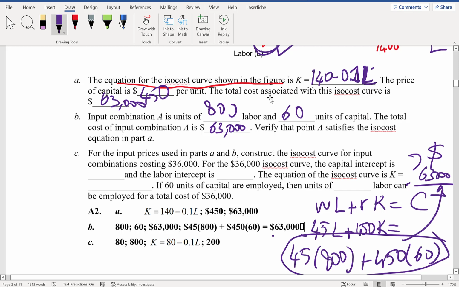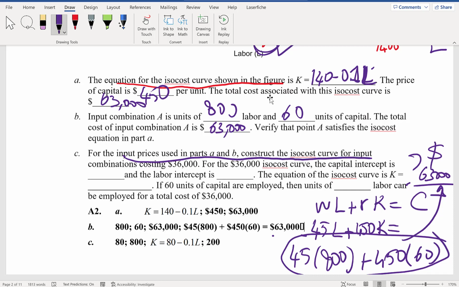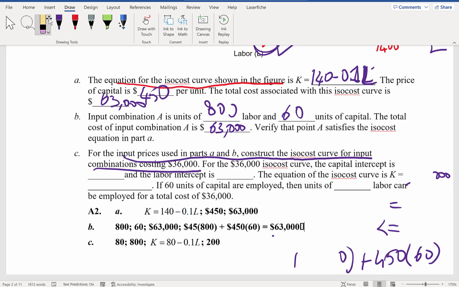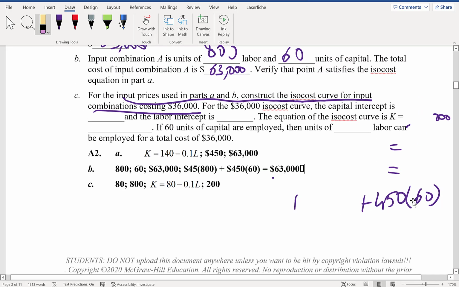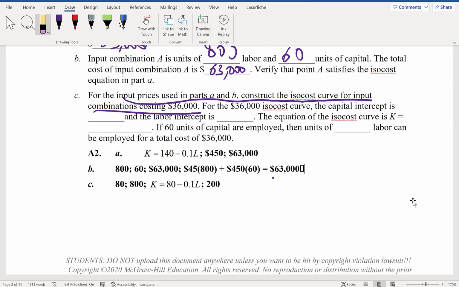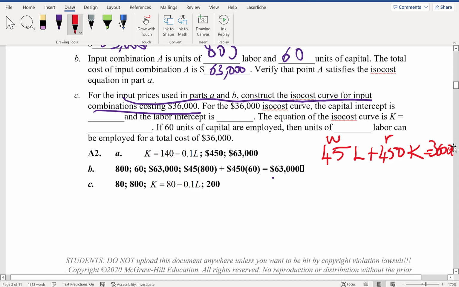Part C. For the input prices used in parts A and B, construct an iso-cost curve for input combinations costing $36,000. This is a fun question, requires creativity. The input prices are the same, $45 for the wage rate times labor plus $450 times capital, but this is going to cost $36,000 now. How can I write down the equation? It's very simple. It's K, right? What's the general form? C over R minus W over R times L.